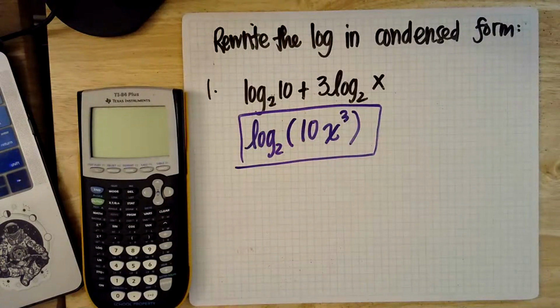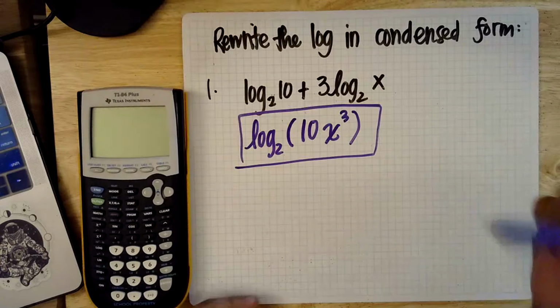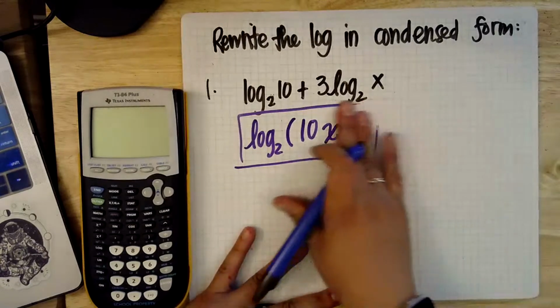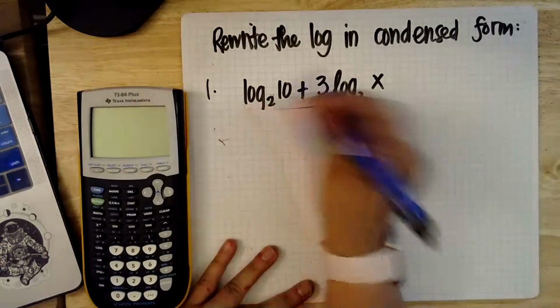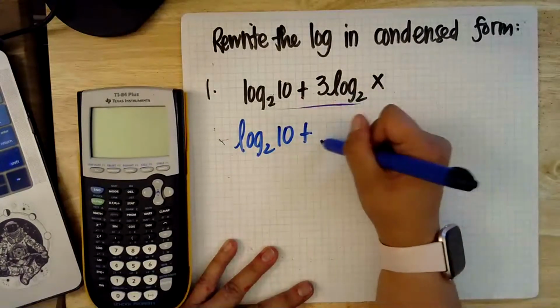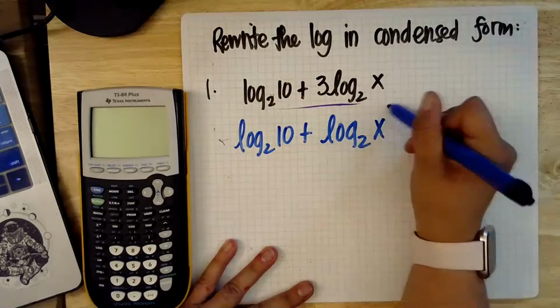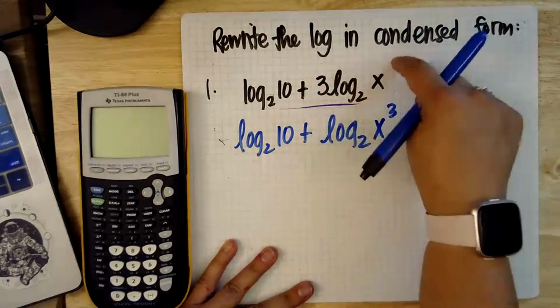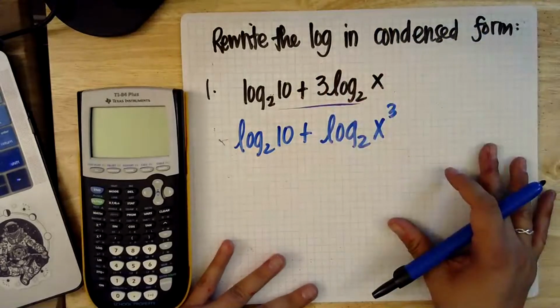Right there. I'll do this one over so you can see. So I have log 2 of 10 plus log 2 of x cubed. So I took that 3 and I put it up in the front. So I'm working backwards, right?